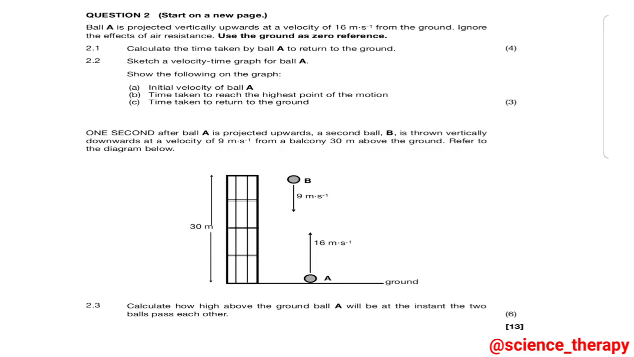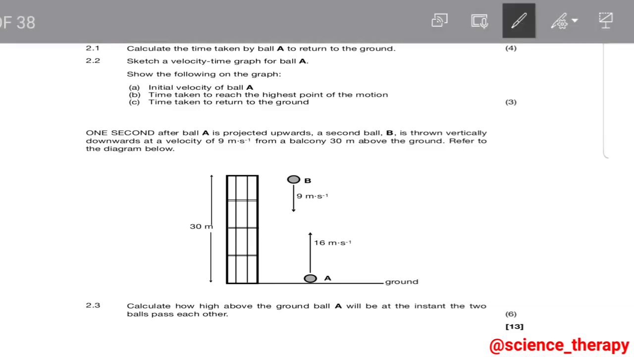Then 1 second after ball A is projected upwards, a second ball is thrown vertically downwards at a velocity of 9 meters per second from a balcony 30 meters above the ground. Refer to the diagram below. Now 2.3 says calculate how high. So what are they looking for? That means they are looking for delta y, right? Then how high above the ground ball A will be at the instant the two balls pass each other.